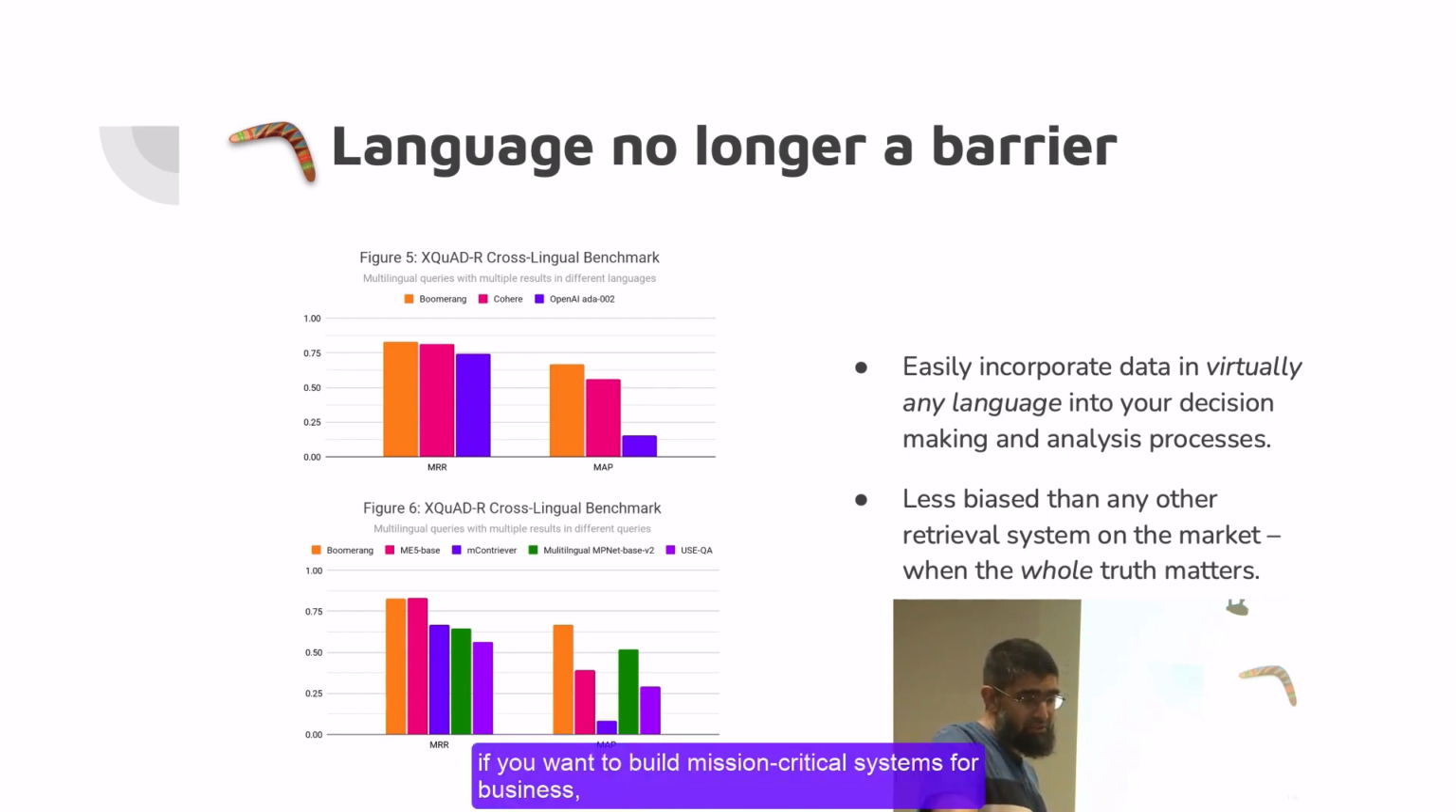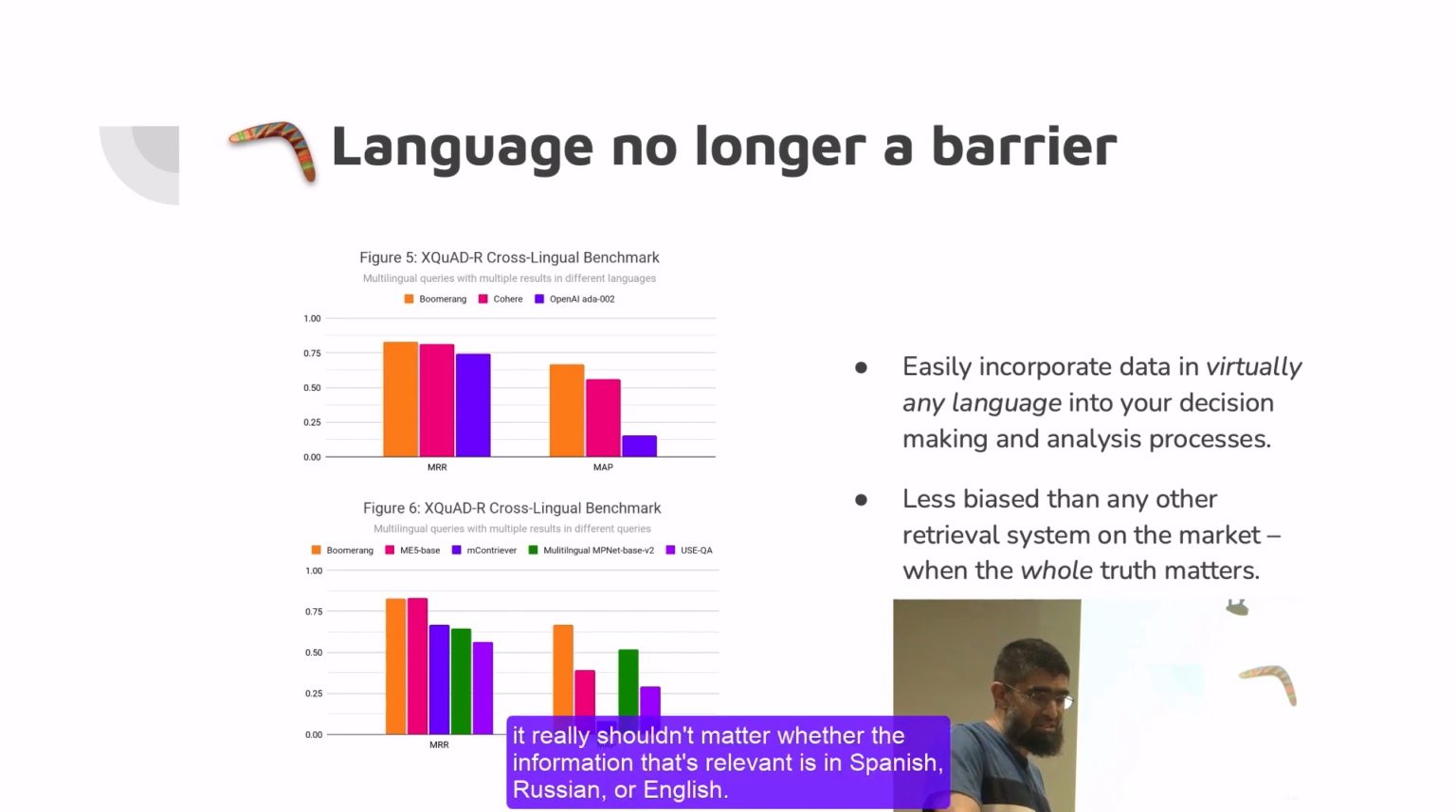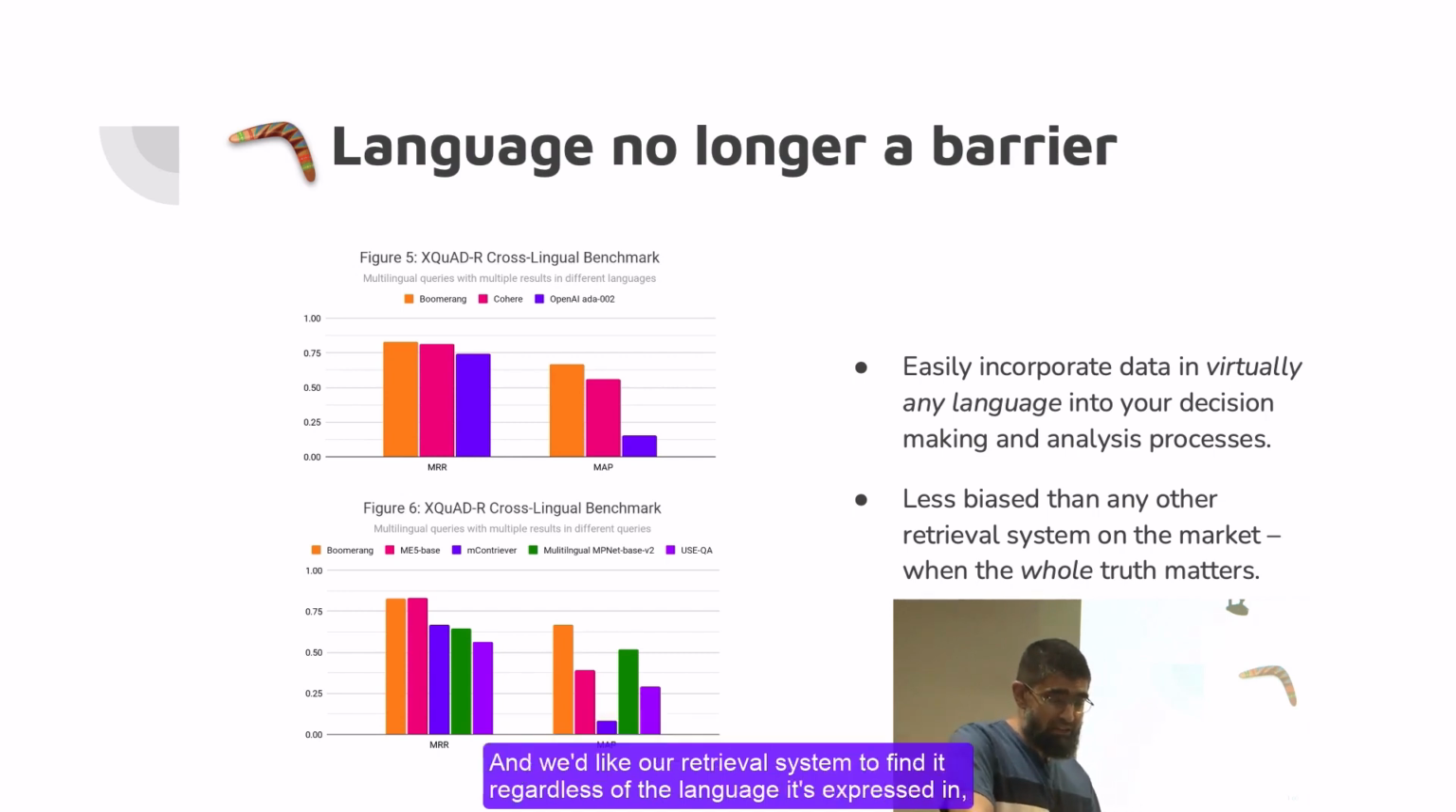So if you want to build mission critical systems for business, it really shouldn't matter whether the information that's relevant is in Spanish, Russian, or English. And we'd like our retrieval system to find it regardless of the language it's expressed in so that it can pass it on downstream to a large language model for further analysis.